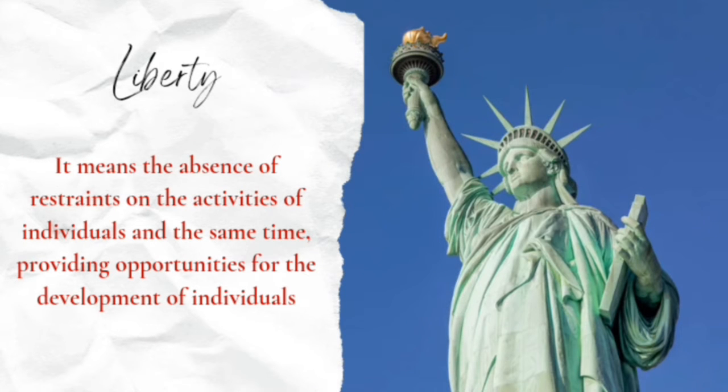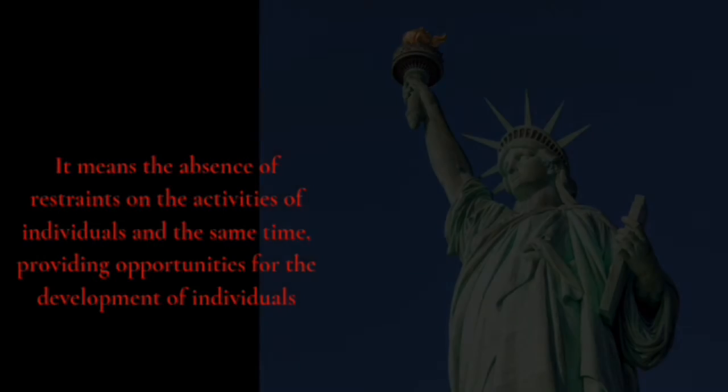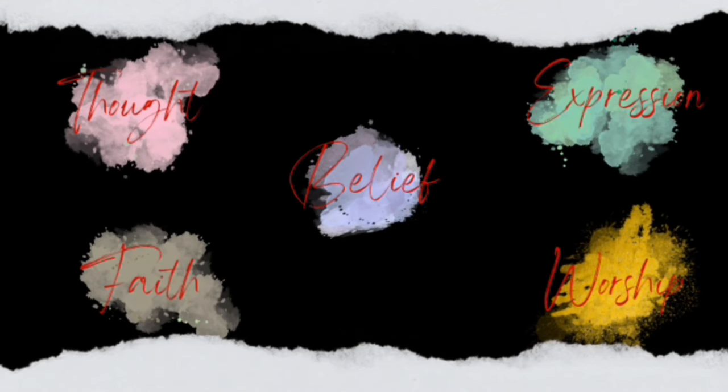The second one is liberty. Liberty in simple terms means freedom. It refers to the state of being free within society from oppressive restrictions imposed by authority on one's way of life, behavior, or political views. The preamble enlists five types of liberty: liberty in thought, liberty in expression, liberty in belief, liberty in faith, and finally, liberty in worship.